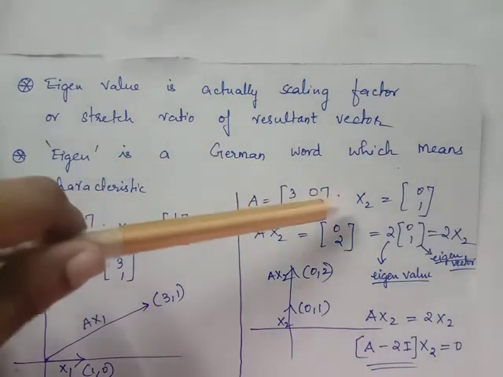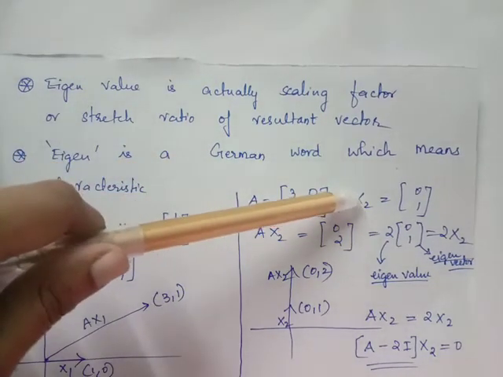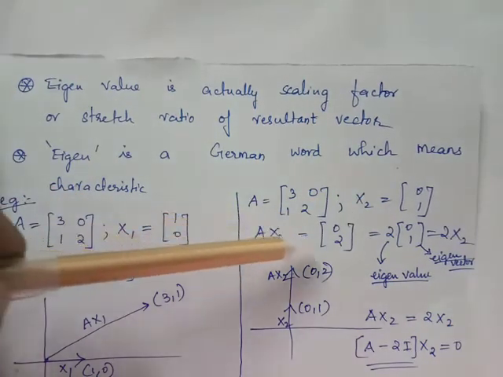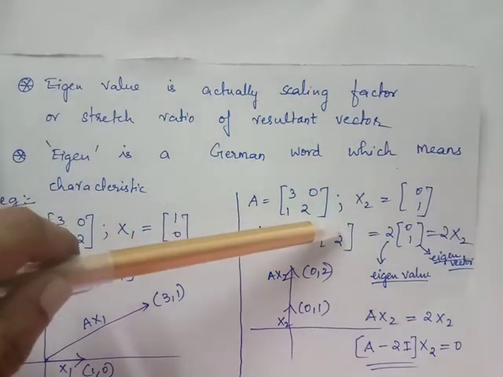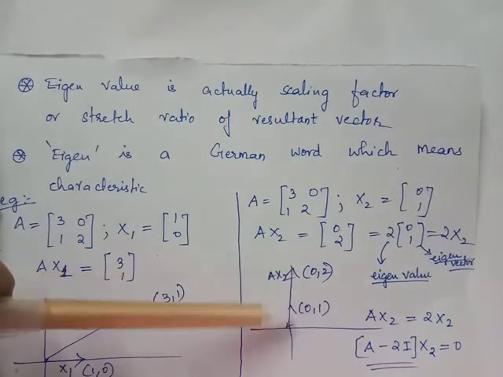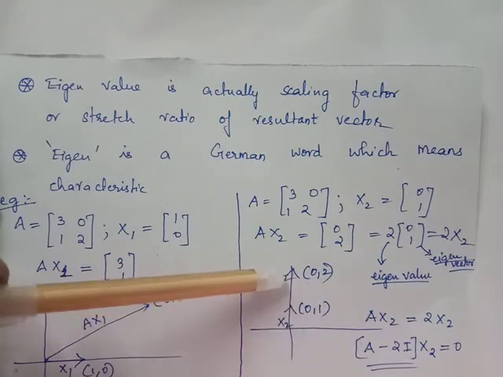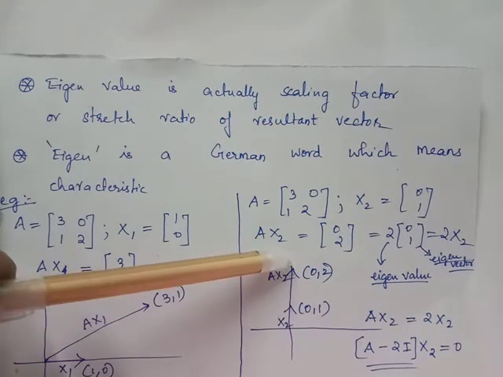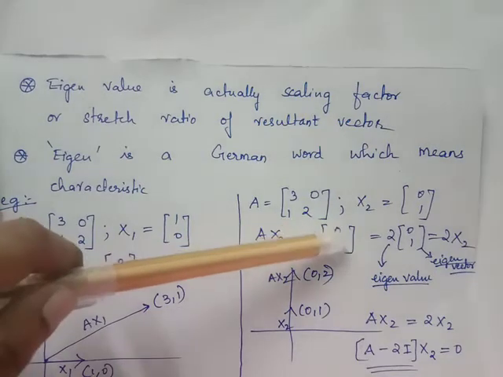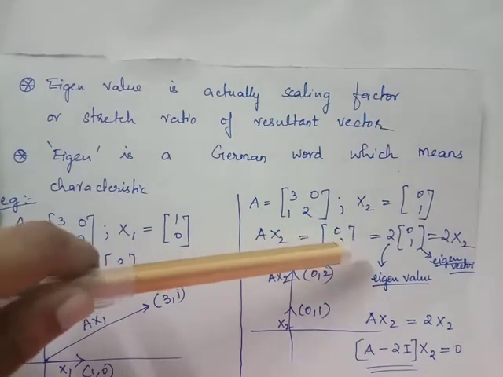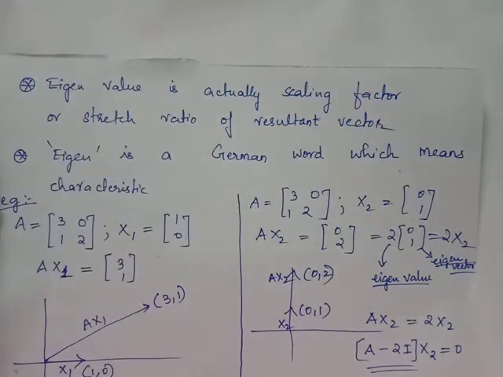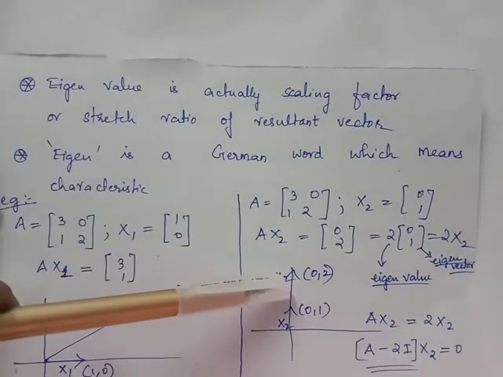But if you replace x1 by another column vector x2 equal to 0, 1 and multiply it by the same matrix A, you get the resultant as another column vector 0, 2. When you plot it graphically, you see that x2 and AX2 lie on the same straight line. This can also be mathematically verified because 0, 2 can be expressed as 2 times the original vector x2. So here it involves only pure scaling.